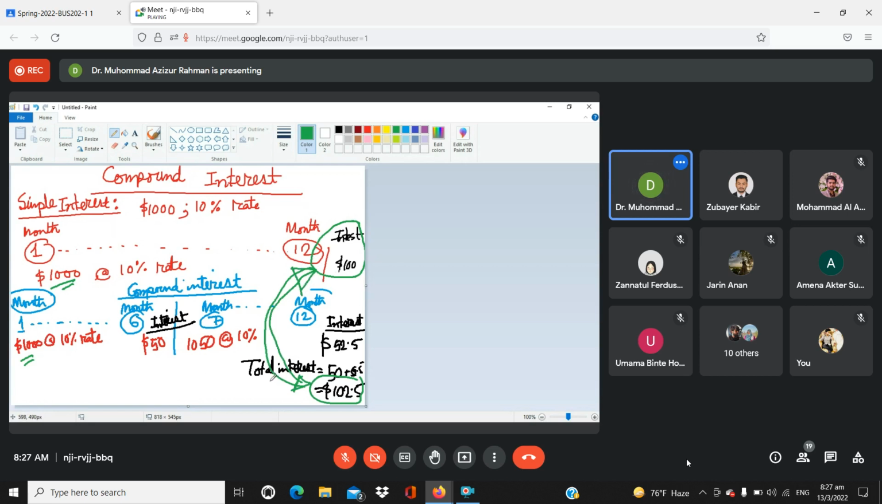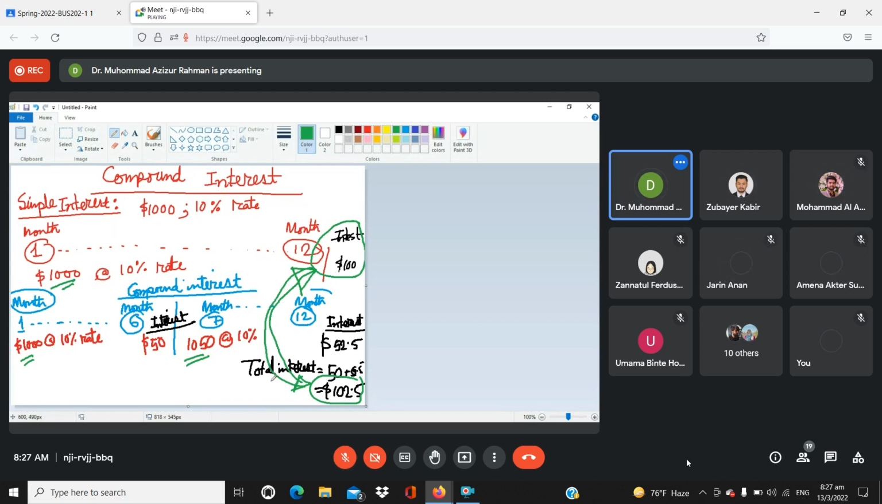Clear? So it depends on the conversion, how many times you do the conversion, or how many times in between you do the calculations. Once you do the calculation, you start with the new amount. So once you do the conversion, your amount changes and your interest also changes. Is this clear? Yes, sir.